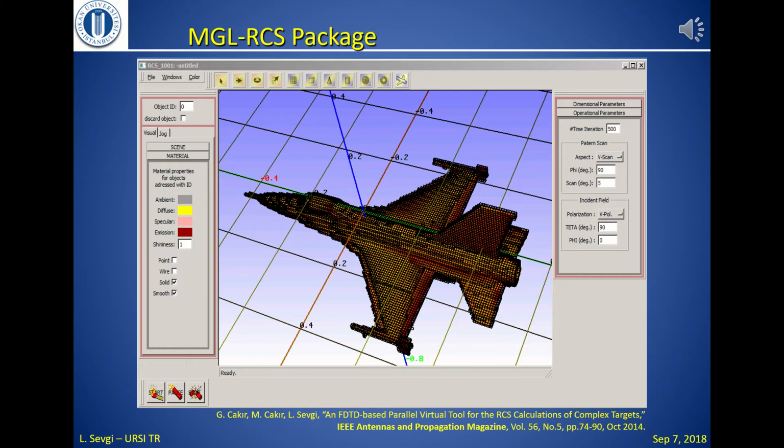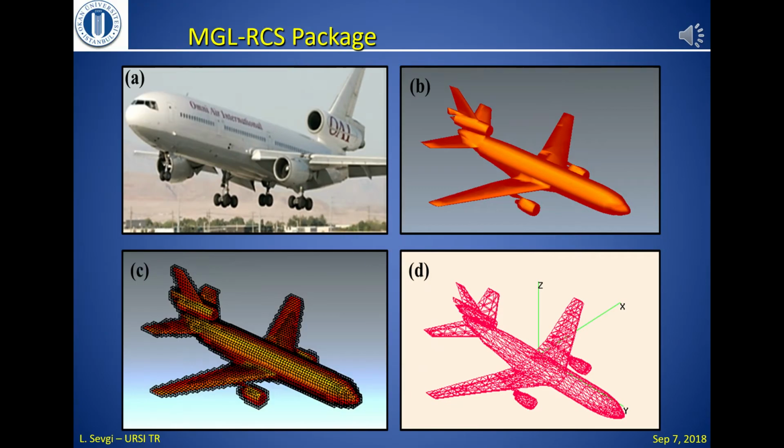The target in the previous slide was DC10. Here you see F16. Here you see the picture of a target, its 3ds graphics file, and the two discrete models created by the package.